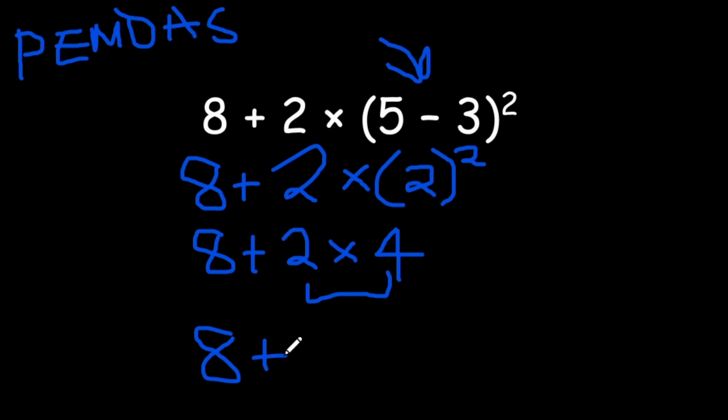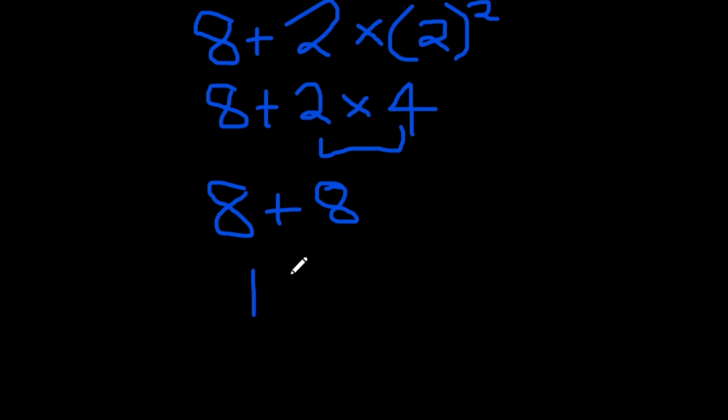So which means we'll now have 8 plus 2 times 4, which should give us 8. So we'll have 8 here. And if we add this, we'll have 16 as our final answer. And remember, we used PEMDAS to do this.